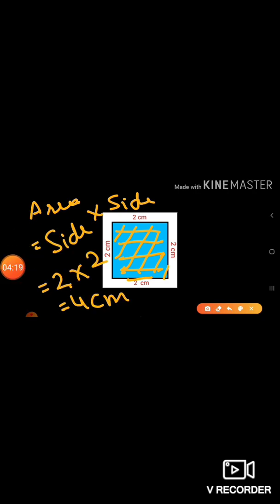So see here, Kanna, area is equal to side into side. So side is nothing but 2 centimeter. So 2 into 2 is equal to 4 centimeter. Do you understand how to find the area and the perimeter of this square?